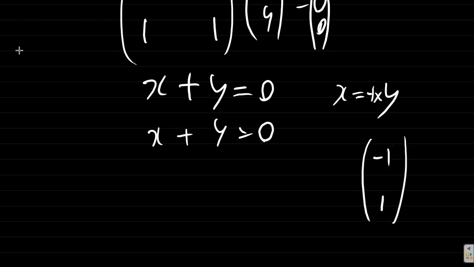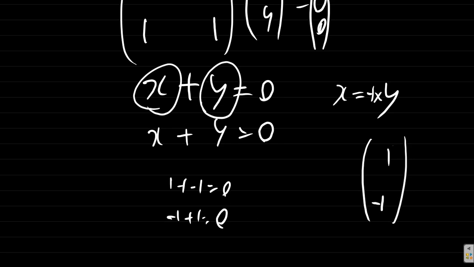Or, if you want to, you could make x 1 and y negative 1. It works out the same, alright? Because 1 plus negative 1 is equal to 0, and negative 1 plus 1 is equal to 0. Whether x is the negative 1 or y is the negative 1 doesn't make a difference. See that?